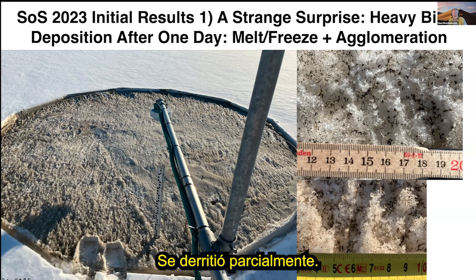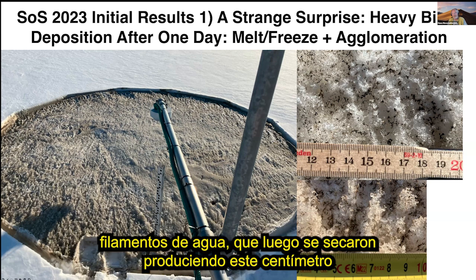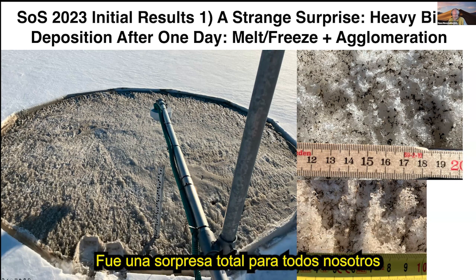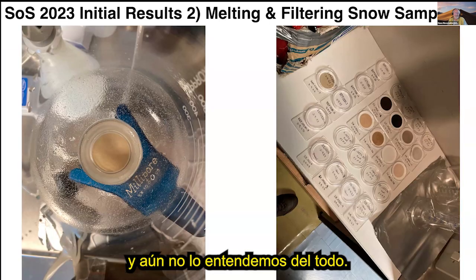Snow had partially melted, and the soot, the submicron soot or aerosols, had organized in water filaments, which then dried out, producing these centimeter large structures. And that was a total surprise to all of us, and we still don't fully understand it.